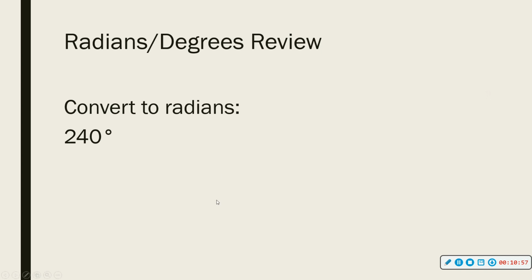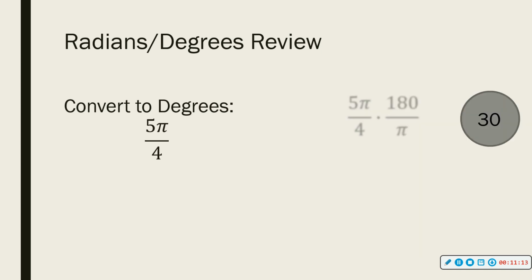Alright, so to convert to radians, we're going to take that 240 and times by pi over 180. But really I just reduced the fraction 240 over 180 and then smash it up against a pi, which reduces to 4 pi over 3. Yay. Okay, so let's try the other way. We're going to convert 2 degrees. Oh my god, I think you can see that. Oops. So convert 5 pi over 4 to degrees. 30 seconds on the clock.